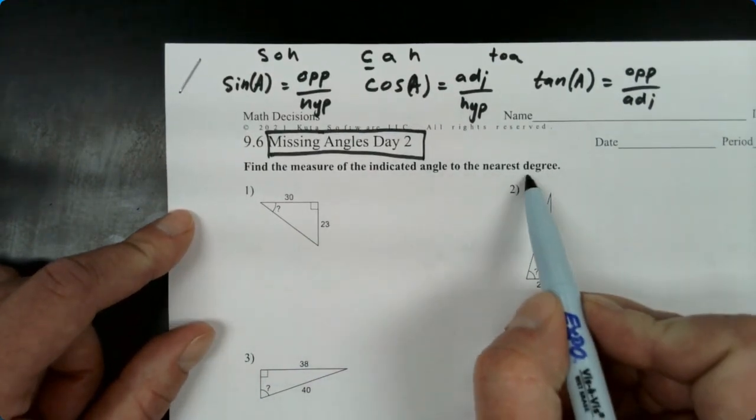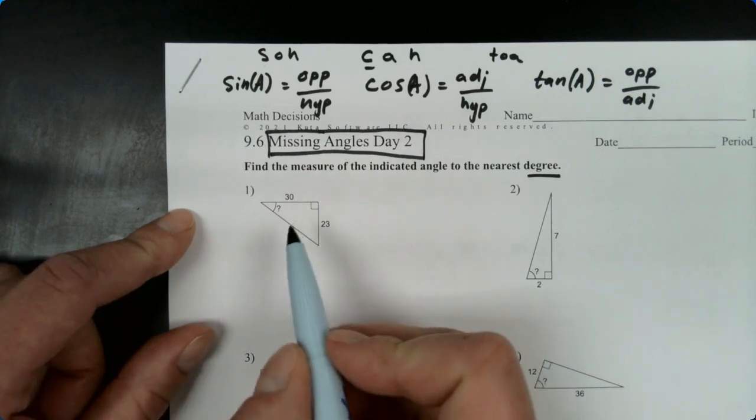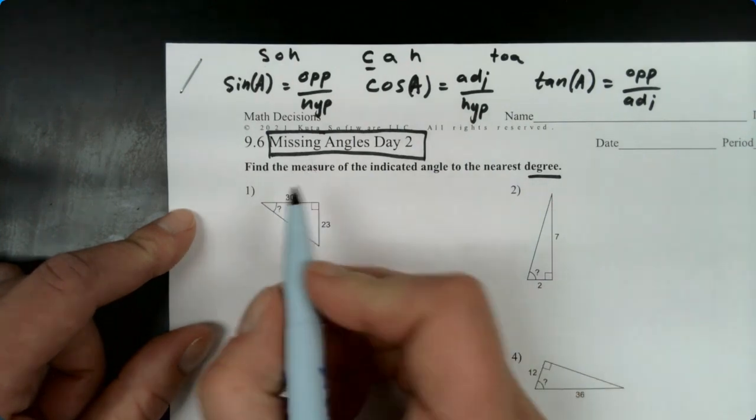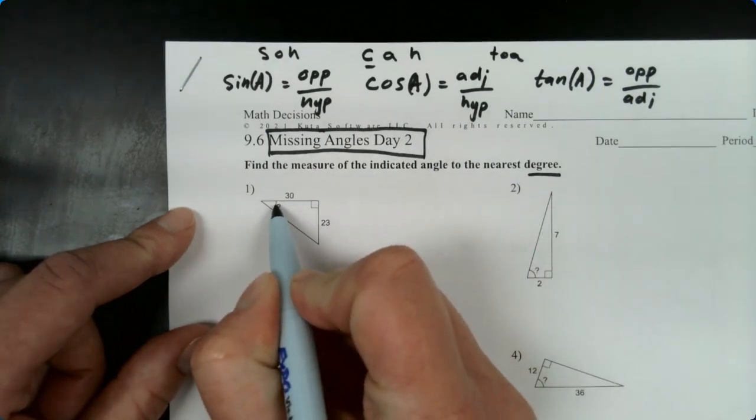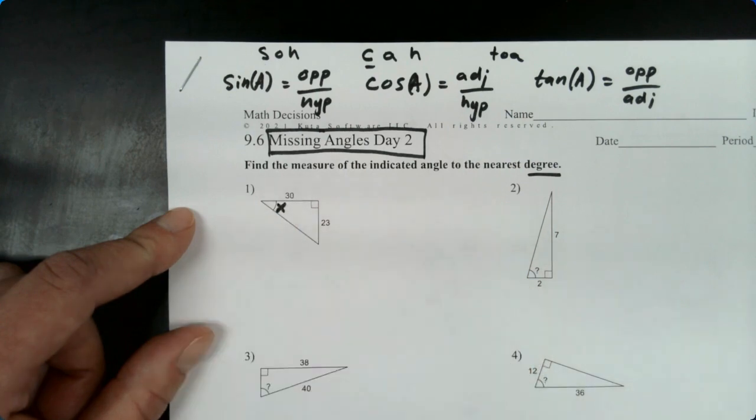Okay, today it says nearest degree. So we don't want to round to any decimals. We're going to round to the nearest degree. So that makes it easy. All right, so what we have to do is label our triangle with respect to the angle we're given. Let's call it X.